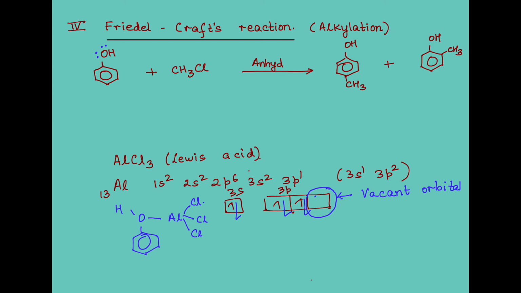So did you name the product? So this will be our position number 1, 2, 3, 4. Yes, who gets precedence? Who gets the honor of being the principal functional group? OH, right? So with the result, we will have 4-methyl phenol. And what will be the name of the second product?